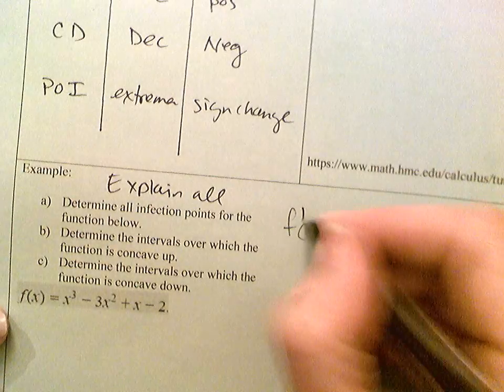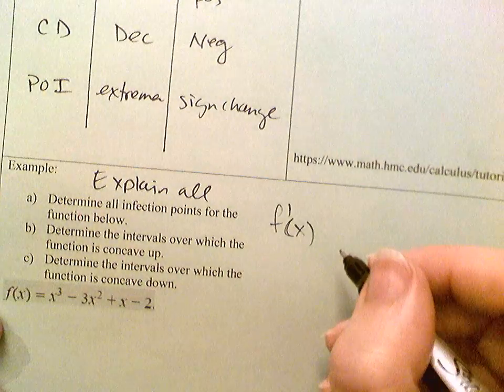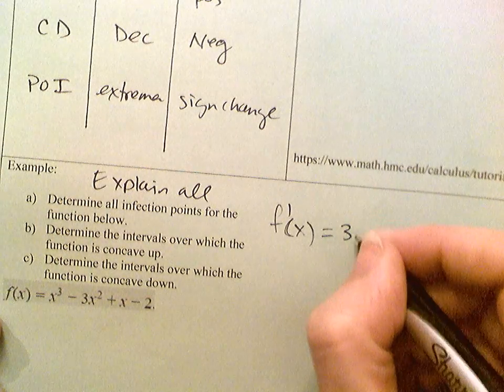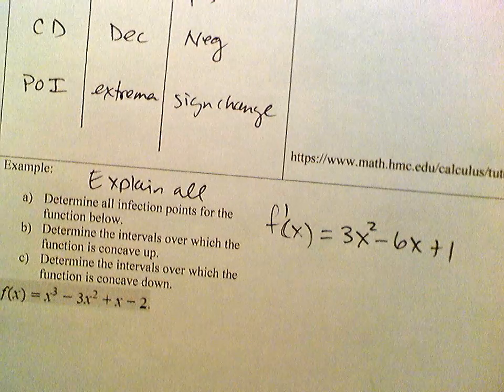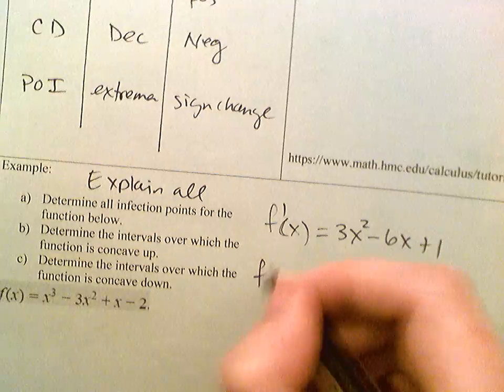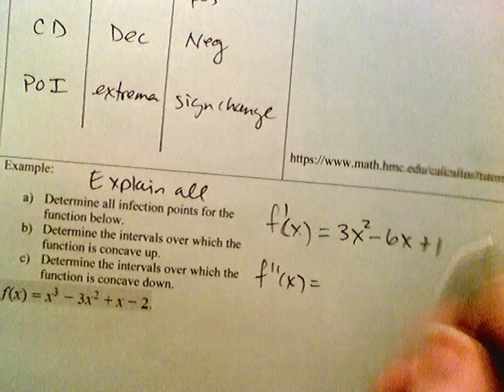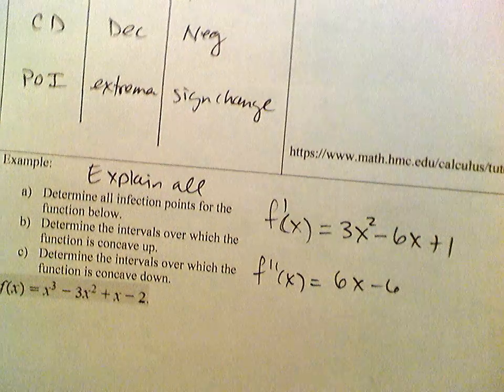I don't have to write that again. So I'll just go f prime of x. I've got to find the first derivative in order to get to the second derivative. So 3x squared minus 6x plus 1. That's the first derivative. Now I'm going to take its derivative. So the second derivative is 6x minus 6.